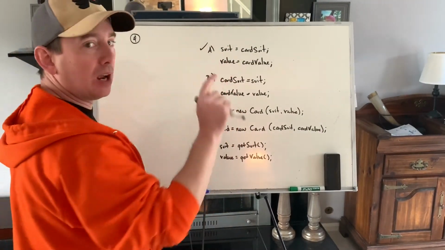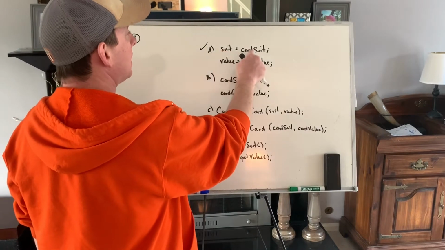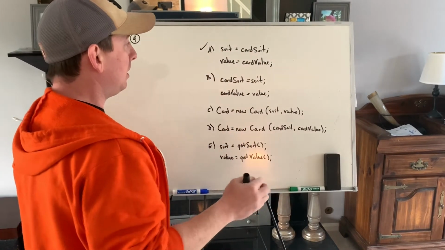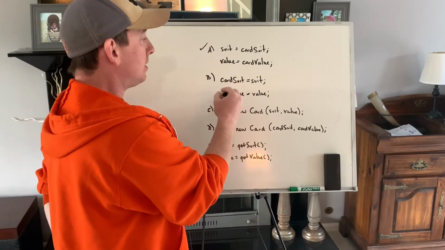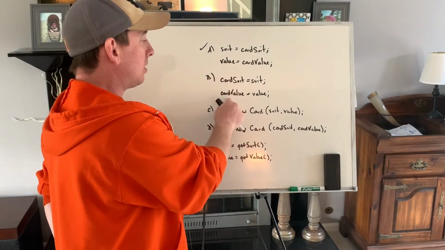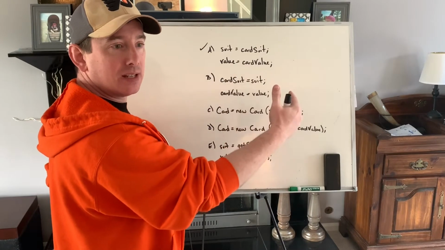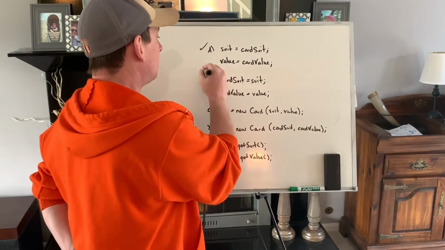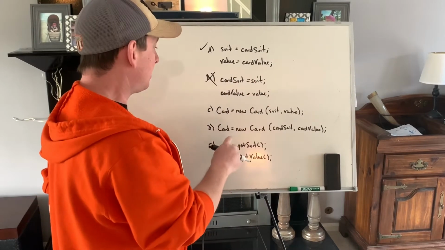Suit and value are our 2 instance fields. Suit is going to take on the value of card suit, and value is going to take on the value of card value. The other way around doesn't make any sense. Card suit and card value are the things that were passed in. I don't want to give them value, I want to take the value from them. So the other way around doesn't make any sense.